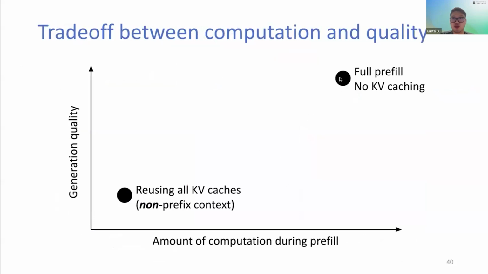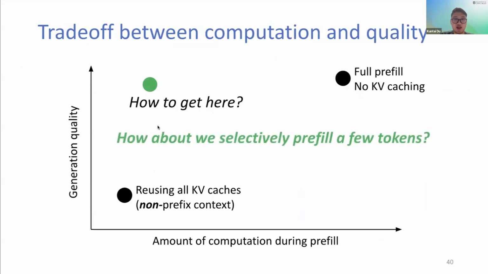So there's a rough trade-off between different approaches. If we do full prefill without KV caching, it will be slow, but the quality is much higher. If we directly reuse the KV cache, the answer quality will greatly drop. What we want is a low inference time while still having high answer quality. Our intuition is that we only need to selectively prefill a few tokens.